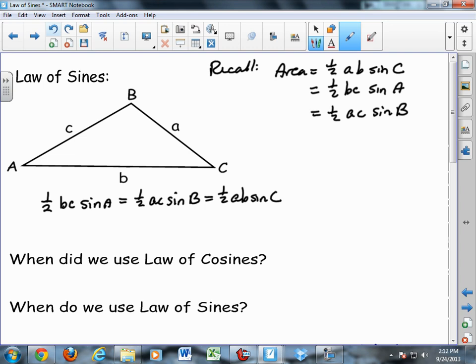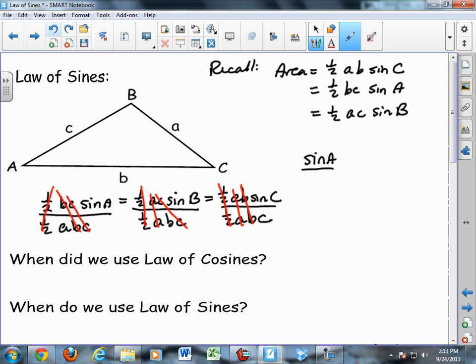And now by a particularly clever division, I'm going to turn this into the law of sines. If I divide everything by 1/2 ABC, you'll notice the 1/2s cancel, and also 2 out of the 3 sides will cancel. So the 1/2s cancel, and here the B and the C cancel. Here the 1/2s and the A's and the C's cancel, and here the 1/2s and the A's and the B's cancel. So this leaves me with this very simple expression: sine of A divided by A equals sine of B divided by B equals sine of C divided by C.